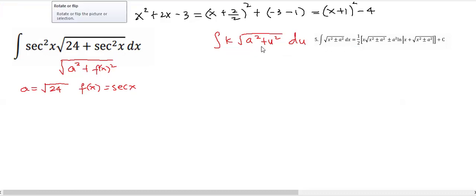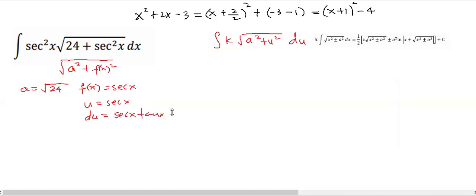Square root of a squared plus x squared. Pag nilet nating u equals secant of x, we're thinking of this formula, no? However, ang du natin, it is secant of x times tangent of x dx. So, the remaining part is secant squared. Kulang ka ng isang secant, mayroong extra na tangent. So, it would not be the same with this one. Okay? It does not reduce to this one.